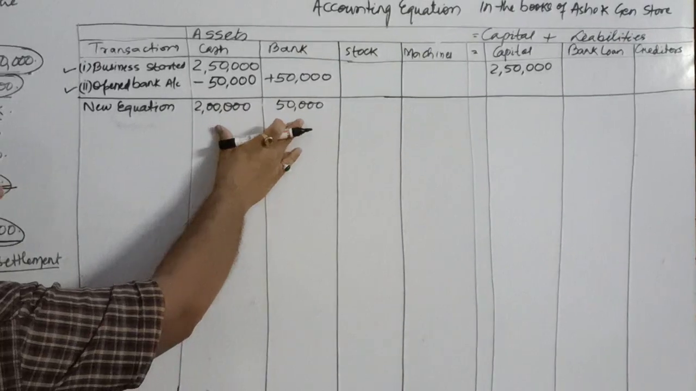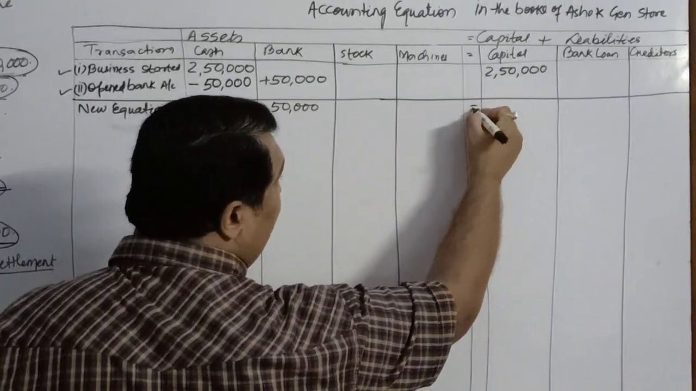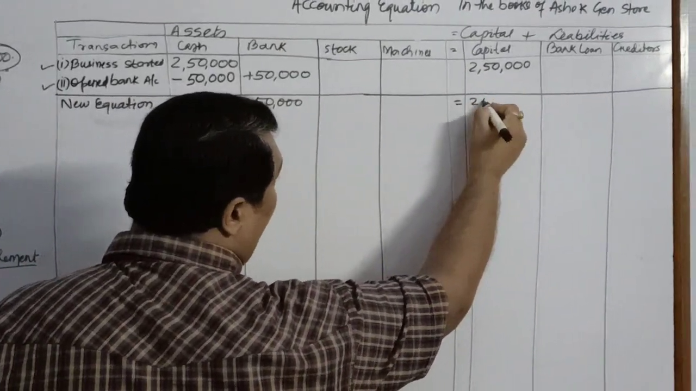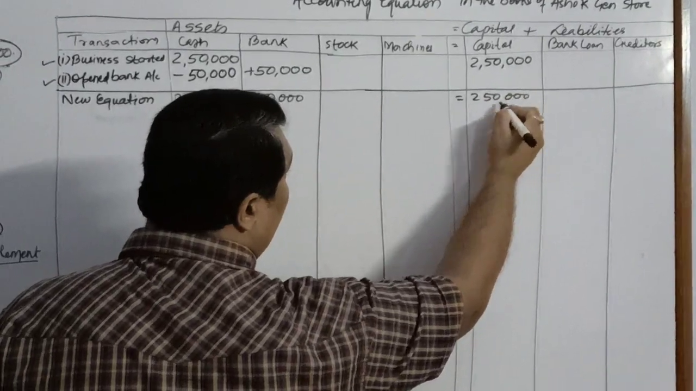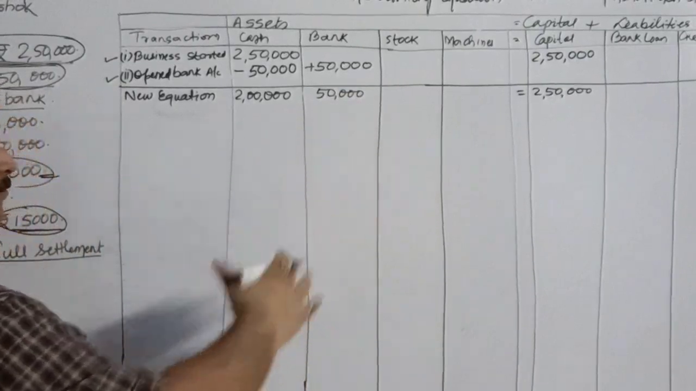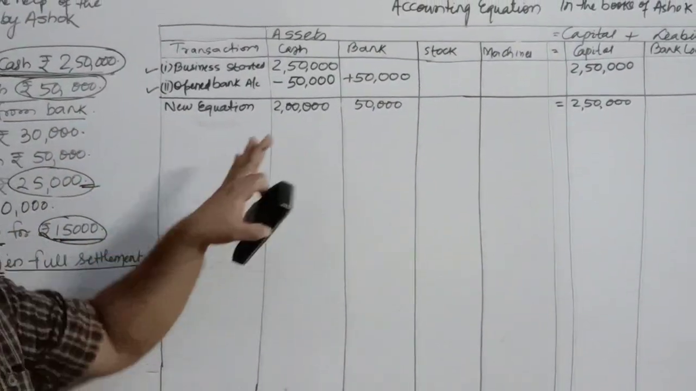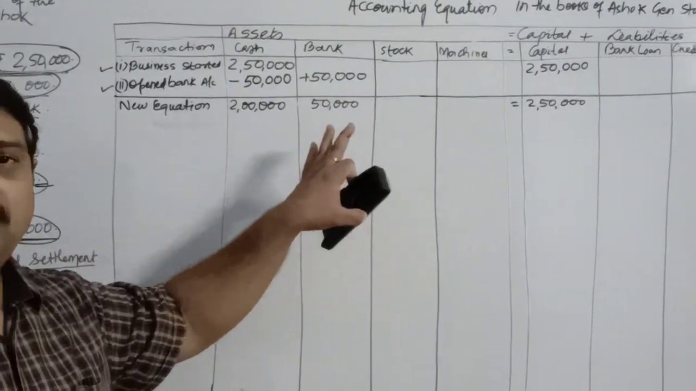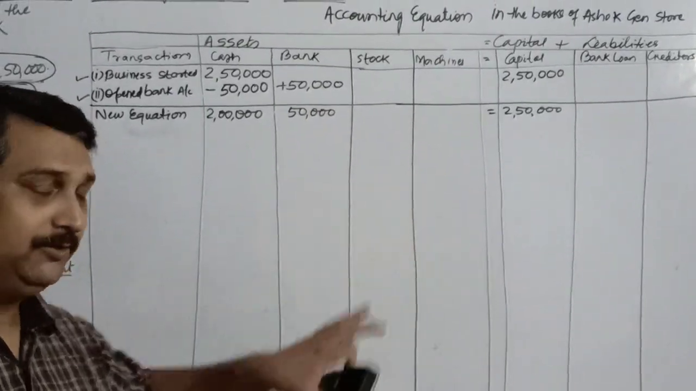So what is here? 2,50,000 total on this side. Whereas on the other side, how much do you have? You have only under the capital 2,50,000. So don't you see both the sides are still equal? That means till now we have not made any mistake and the accounting equation holds true.